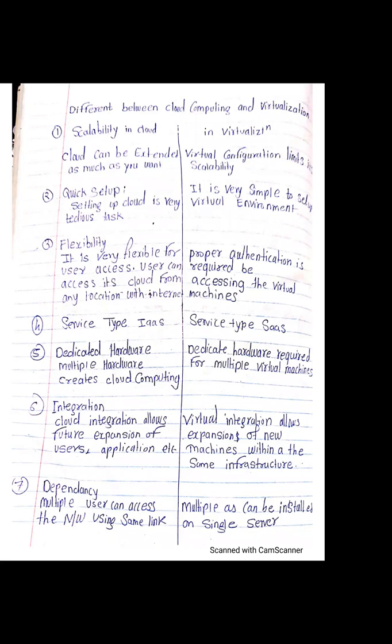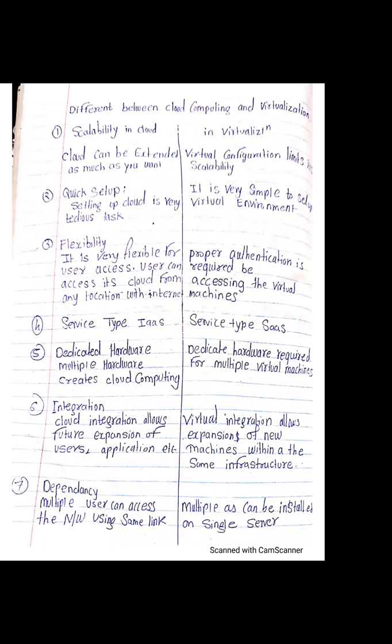Whereas in virtualization, the configuration limits its scalability, so there is a limit. Suppose you have limited memory, so you can only save up to that limit. In virtualization configuration, there is limited scalability. In the cloud, as per demand, you can scale: you can increase, expand, or reduce. But in virtualization, the limit is there, and up to this limit you have to work.